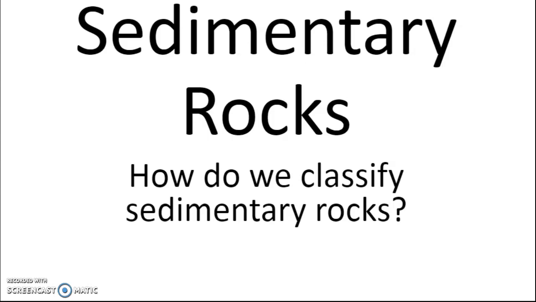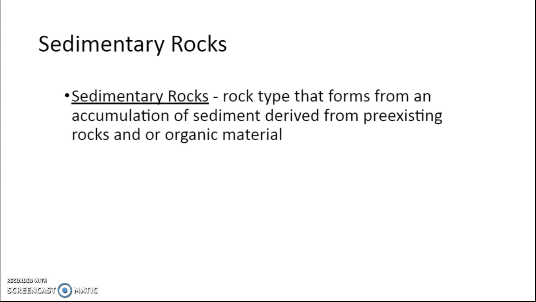If you need to pause the notes along the way, you're welcome to do that so that you can get everything written down. But we'll start with sedimentary rocks, or how do we classify sedimentary rocks? Okay, so to start off with, sedimentary rocks are a rock type that's formed from accumulation of sediment derived from pre-existing rocks and organic material.